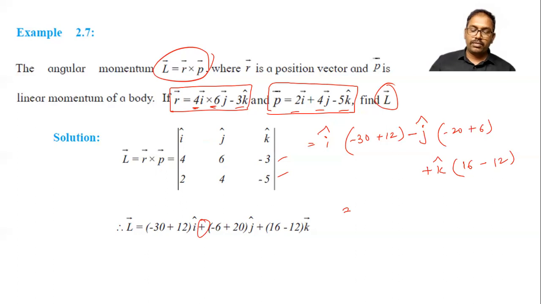So minus 30 plus 12, you will get minus 18 i cap. Then this minus 20 plus 6 is coming minus 14, and this minus j cap, so plus 14 j cap. And here 16 minus 12 is 4 k cap.